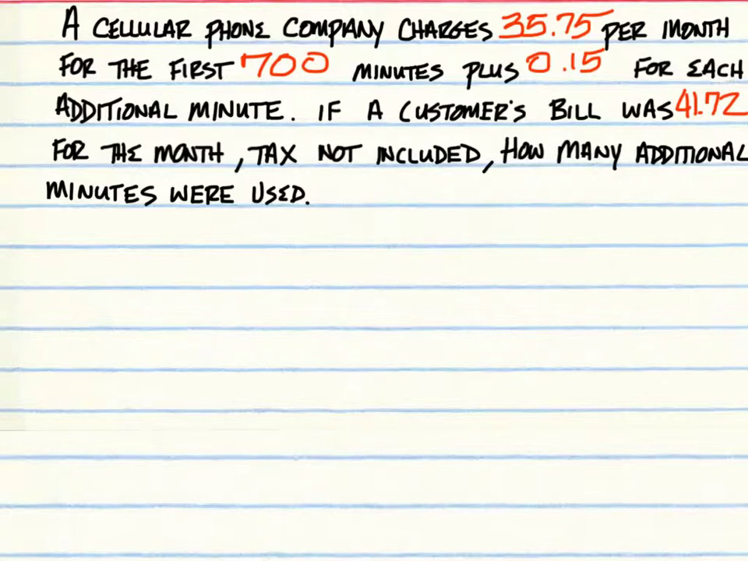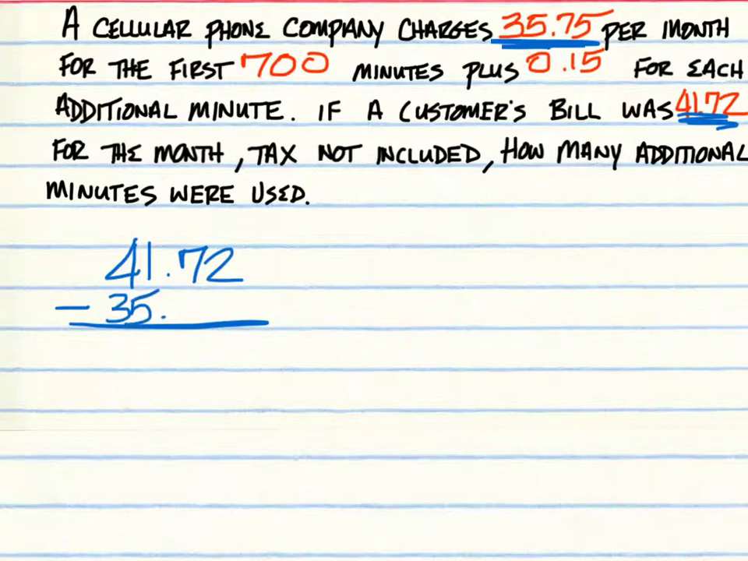If a customer's bill was $41.72 for the month, tax not included, how many additional minutes were used? Step 1 to solving this problem is to recognize that the amount they were charged is more than the minimum. So that means they actually went over. So what the bill was is $41.72, and subtract from that what the minimum amount would be. So do that now on a calculator.